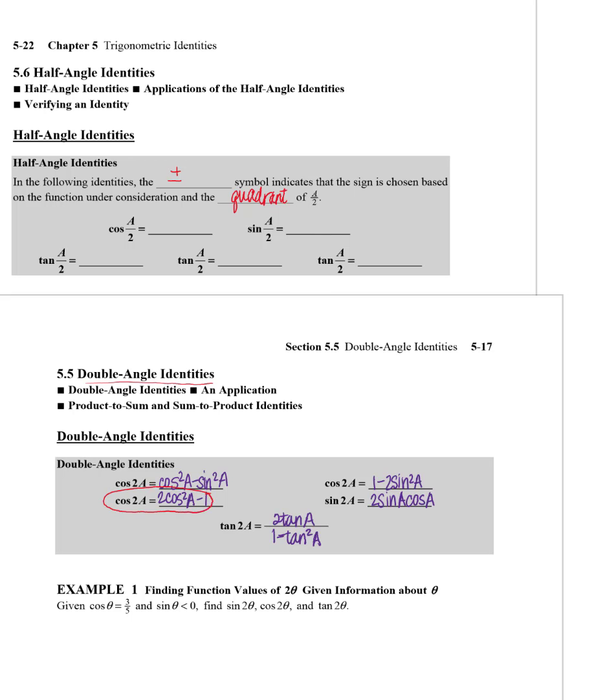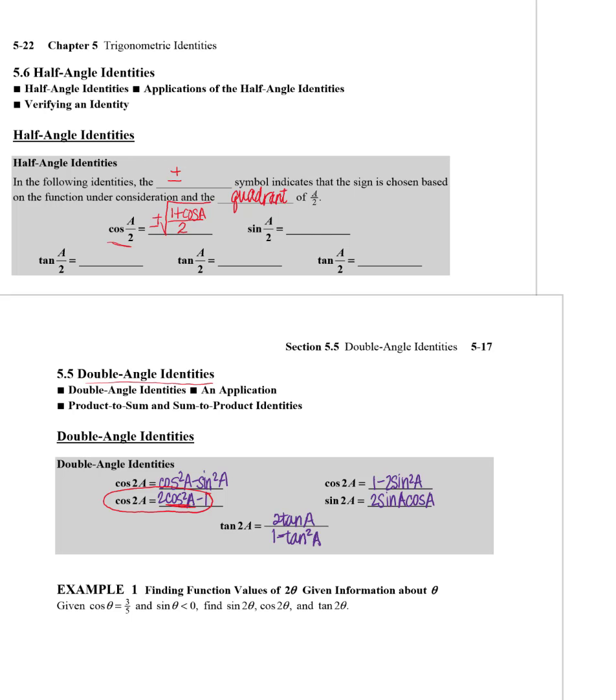If we write an alternative form of this identity and solve for first cosine squared, do you see how we would add the 1? And then divide all that by 2. And then if we replace the a with a over 2, and then take the square root of both sides, you'll end up with cosine of a over 2 is equal to plus or minus the square root of 1 plus cosine of a over 2.